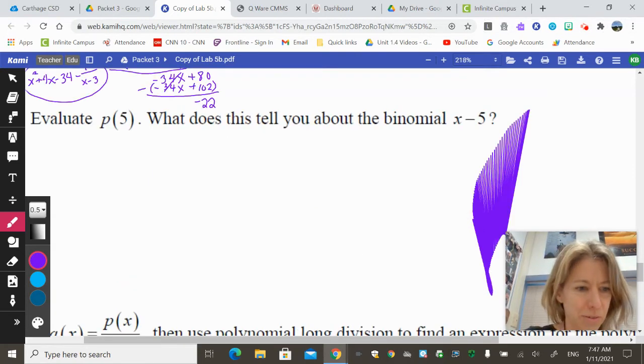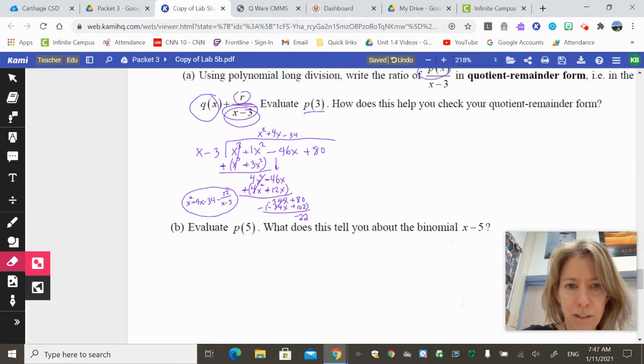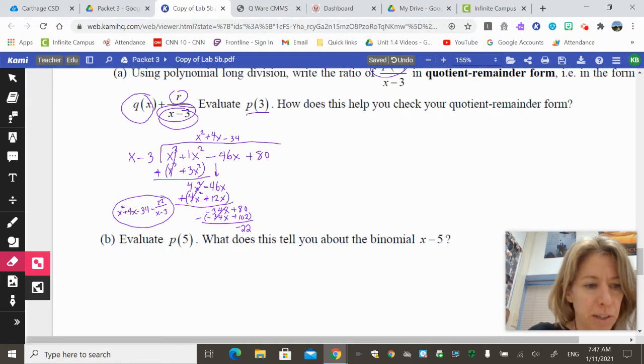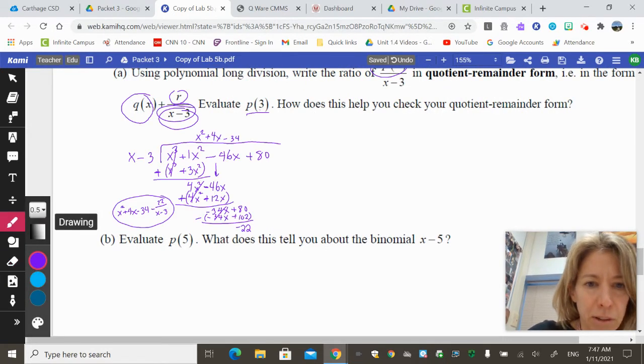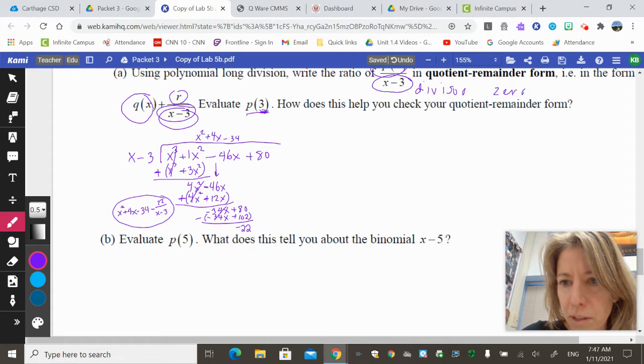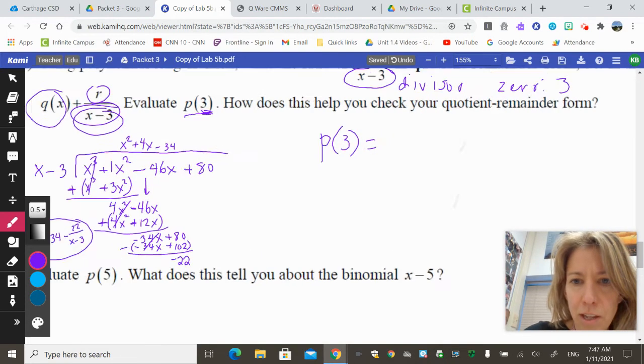So the long division is done, and now I am going to evaluate P of 3. The reason why I'm going to use an input of 3 is because my divisor is x minus 3. Remember, this is called the divisor. Its zero would be the number to substitute for x that turns it into 0, which would be a positive 3. So the remainder theorem says that I should use that positive 3 as an input into the function p of x.